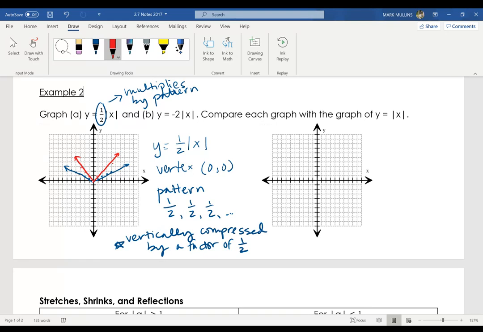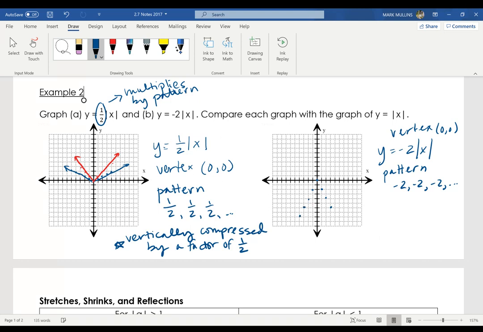For my second one, I am looking at y equals -2 times my absolute value of x. So now my pattern will be -2, -2, -2. And my vertex, of course, is still 0, 0. I don't have a number adding or subtracting inside or outside, so it starts at 0, 0. So now when I go to graph, I'm going to go down 2, 1 to the right, down 2, 1 to the right, and then down 2 and 1 to the left.